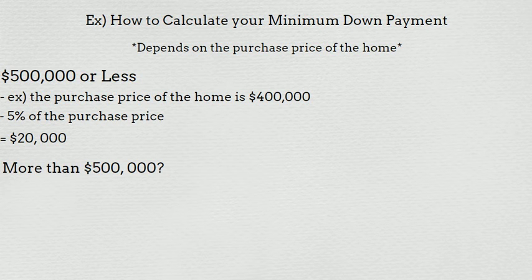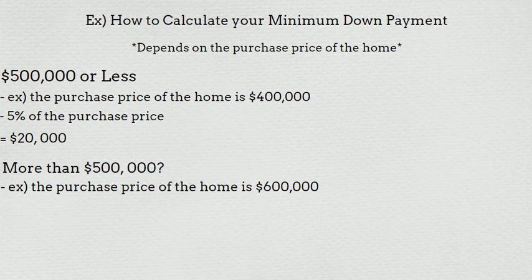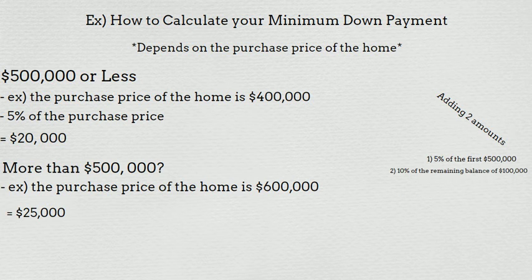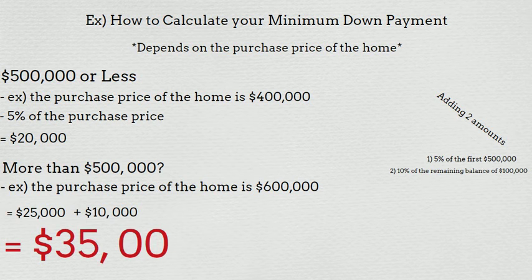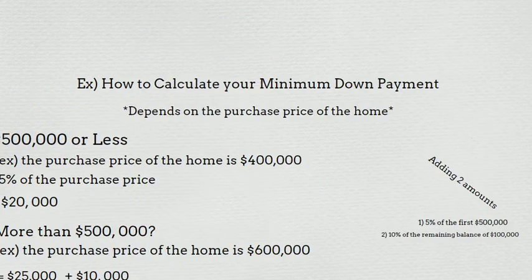But what if the purchase price of your home is more than $500,000? How do we make this calculation then? Suppose the purchase price of your home is around $600,000. You can calculate your minimum down payment by adding two amounts. The first amount is 5% of the first $500,000, which is equal to $25,000. The second amount is 10% of the remaining balance of $100,000, which is equal to $10,000. Add both amounts together, which gives you a total of $35,000. And that is how you calculate your minimum down payment.